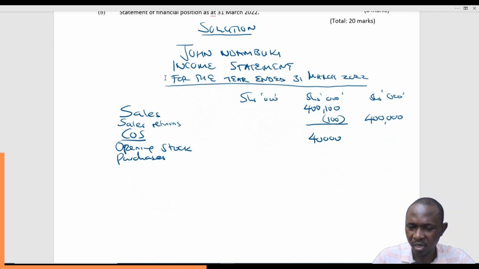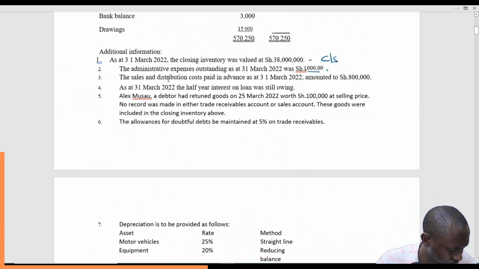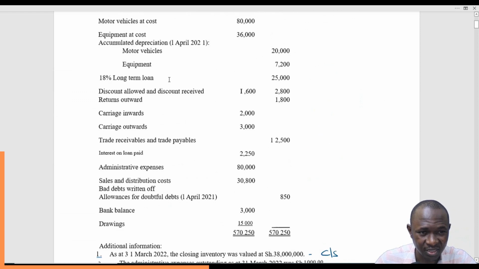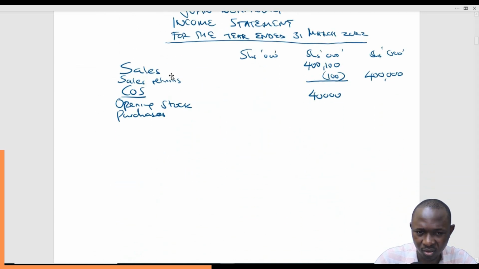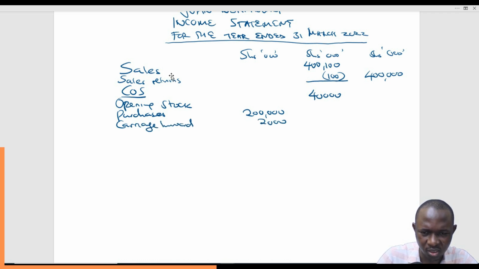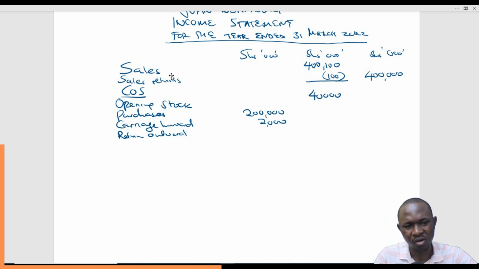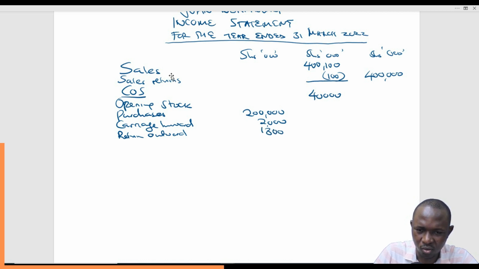Since we have workings, we are going to have this posted in the innermost column. Purchases is 200,000. So we'll come here and say add purchases 200,000. And then we add the carriage inward, it was 2,000 shillings, and then we less the return outward. Carriage inward are the costs that are incurred to transport the goods into your premises. Return outwards is what you have bought but you've returned back to the supplier, so they reduce your purchases.